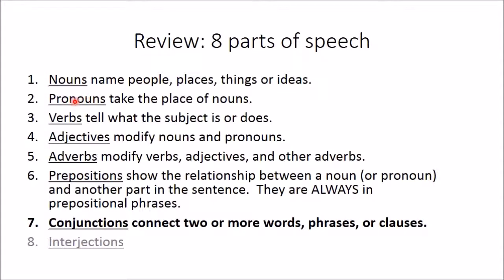The second part of speech is pronouns, and all they do is take the place of nouns. Then we have verbs, which are action words or state of being words, and they tell us what the subject is or does. Adjectives, which modify nouns and pronouns. Adverbs, which modify verbs and adjectives and other adverbs. Prepositions show the relationship between a noun or pronoun and another part in a sentence, and they're always in prepositional phrases. And now we're on conjunctions. And you know that conjunctions connect 2 or more words, phrases, or clauses. A little while later on, we'll do interjections.